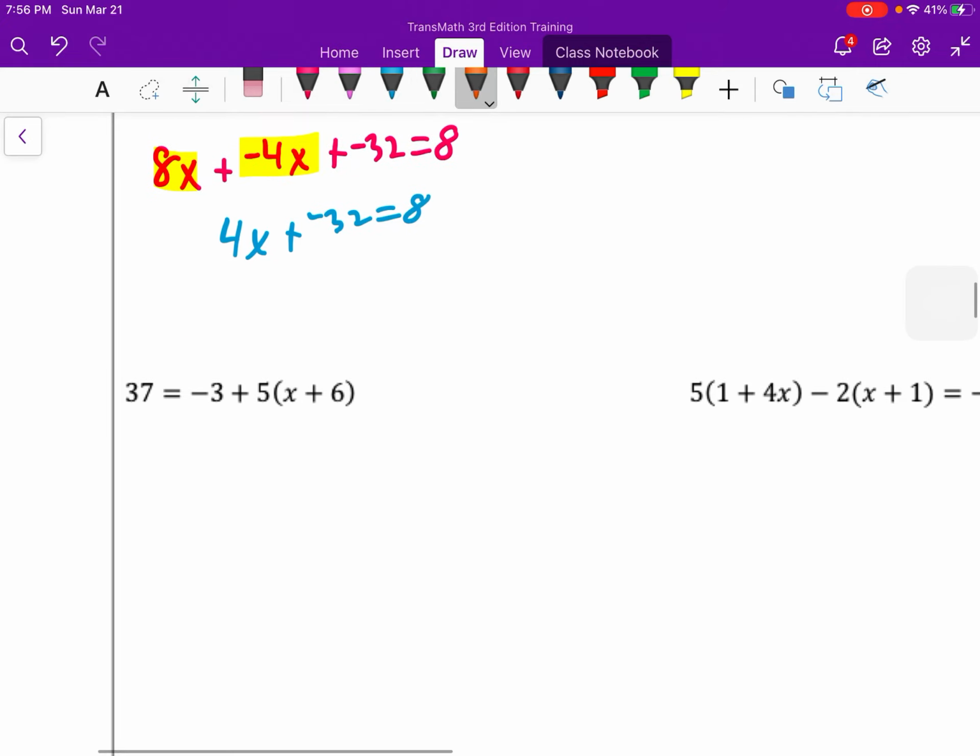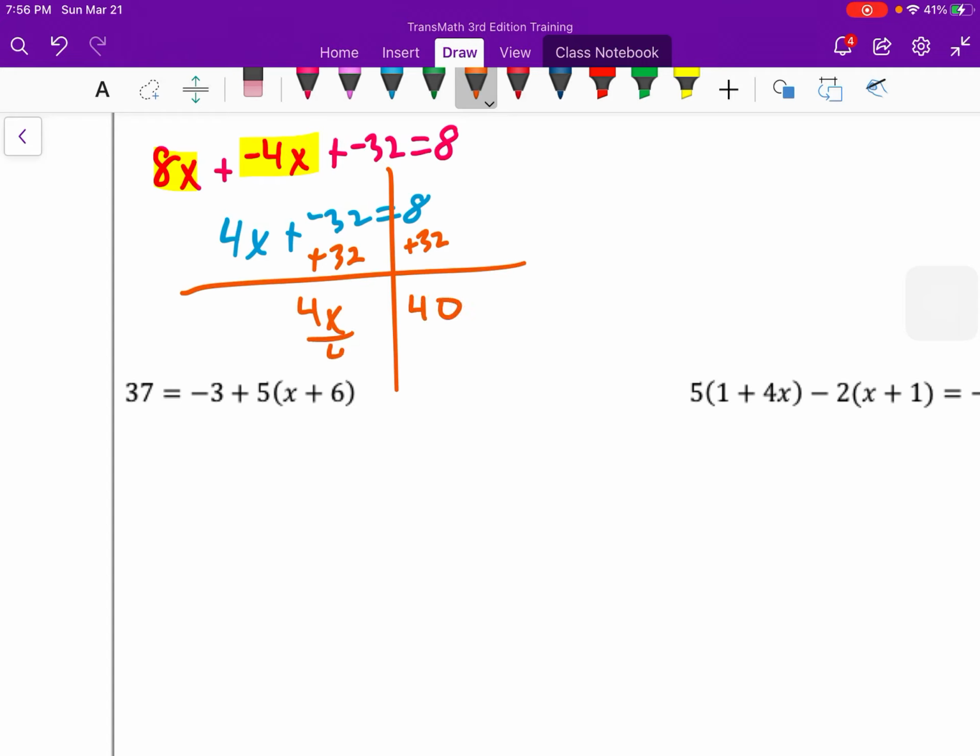So I'm doing my inverse operations now to solve for x. I'm going to add 32 to both sides. So then I have 4x equals 8 plus 32 is 40. So I can divide both sides by 4. So I'm left with just x equals 10.